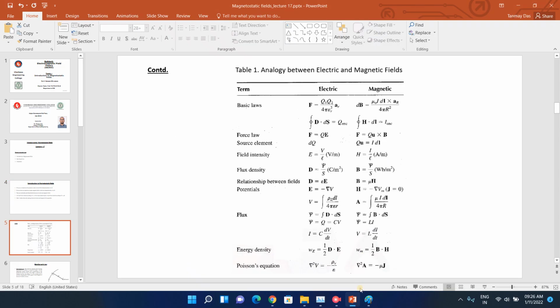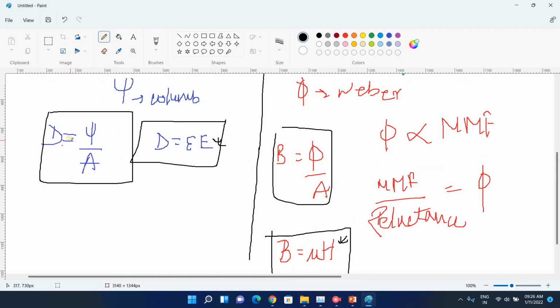Just as I told you, there is an analogy between D and B. This is also flux density, but this is electric flux density, and this is magnetic flux density. This is electric flux, this is magnetic flux. This is electric field intensity, this is magnetic field intensity. So these are very much analogous to each other. Whatever work E is doing in the electric field, H is also doing the same thing in the magnetic field.